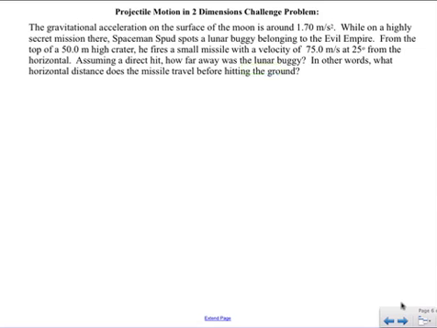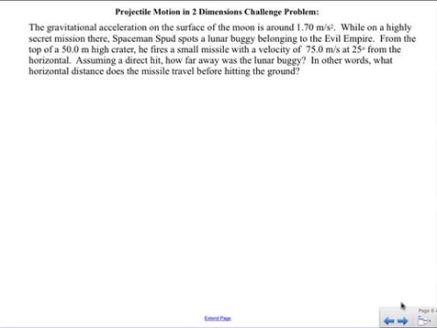So I want to go over a projectile motion in two-dimension problem that's a little more challenging. I want to go over a problem where the height at which the projectile is launched is different from the height at which it lands. And that makes it a little more tricky. So this is the challenge problem from this unit that I want to go over.